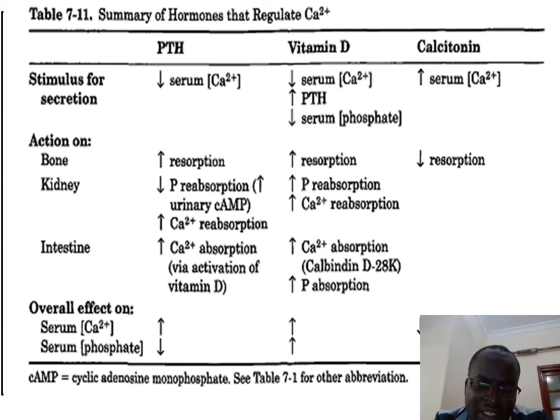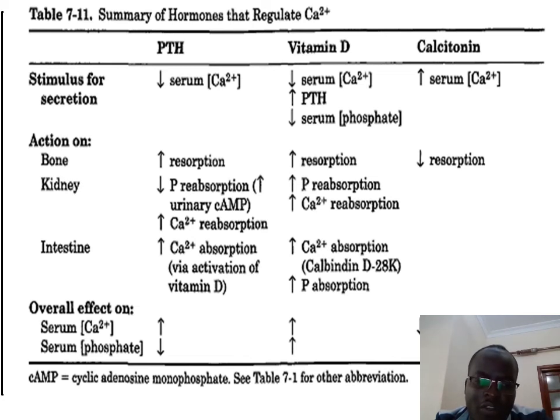In the GIT, the intestine, it is going to increase calcium absorption via the activation of vitamin D. So because it's activating vitamin D, you know to say that the active form of vitamin D is going to increase the calbindin, the calcium stimulated ATPase and phosphatase. So there will be an increase in absorption of calcium and phosphates.